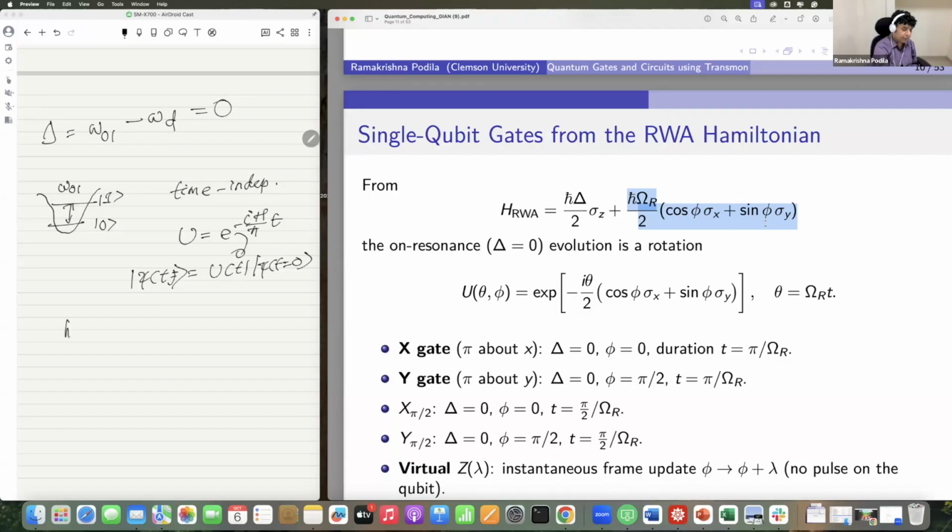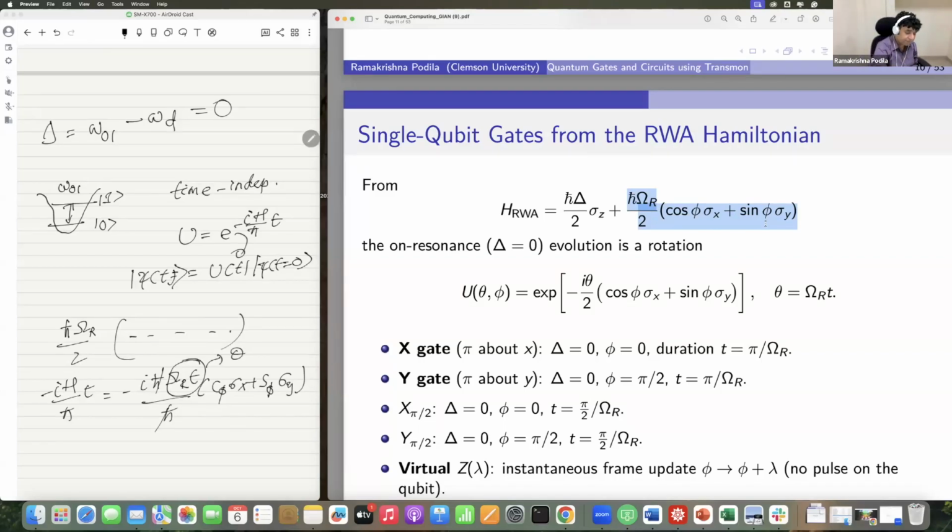So we have h bar omega r by 2, whatever is in the bracket terms here, right? So my minus i H t would look like minus i h bar omega r t by h bar, times cosine phi sigma x plus sine phi sigma y, right? And so the h bars cancel out. And so you see this omega r t. This is what we are calling theta.